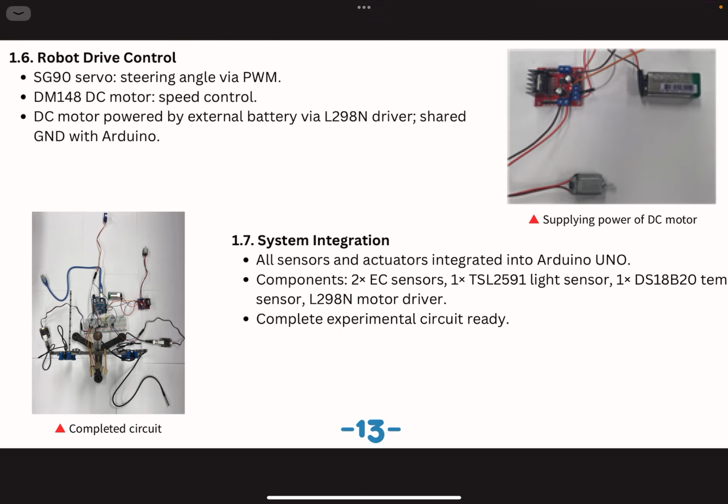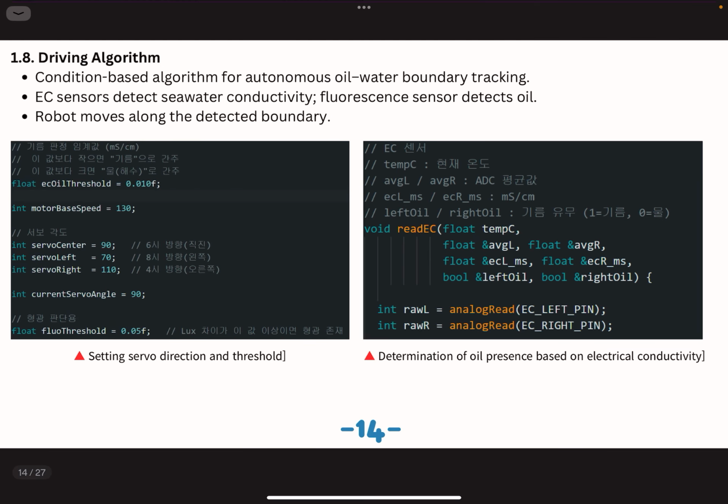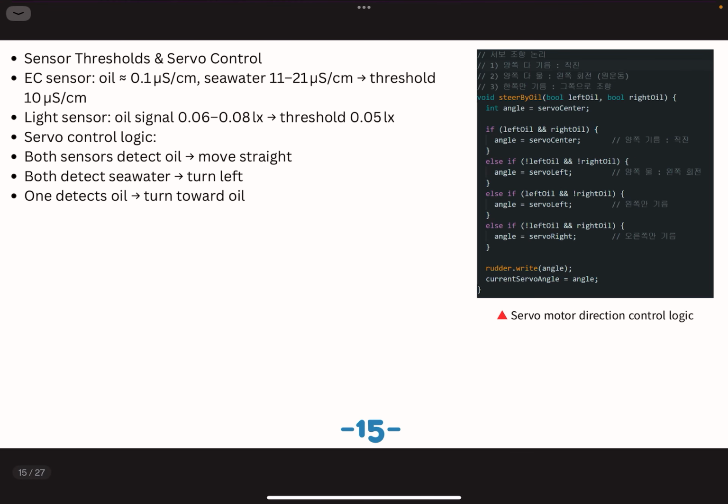We first tested the servo and DC motor separately, then integrated our sensors and the motor driver on the Arduino to complete the circuit. Using data from EC and fluorescence sensors, we made a simple rule-based algorithm so the robot can automatically follow the oil-water boundary.